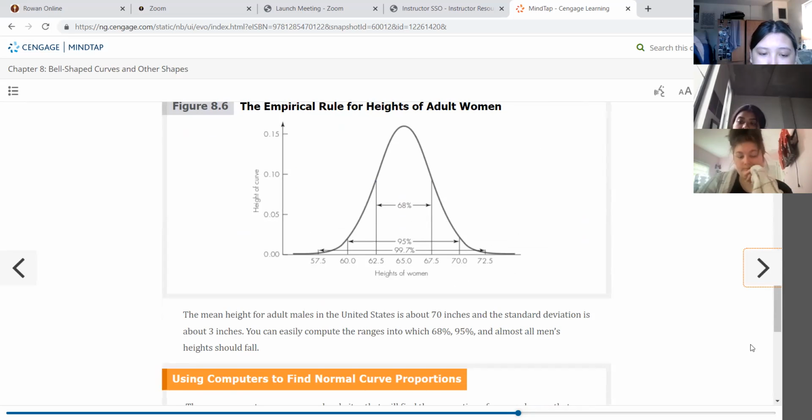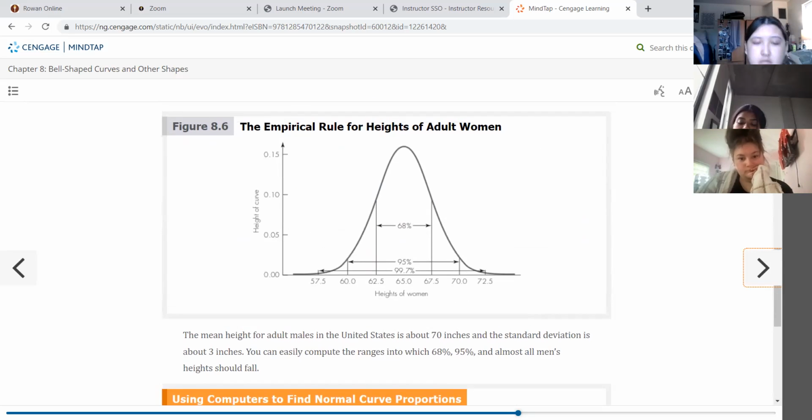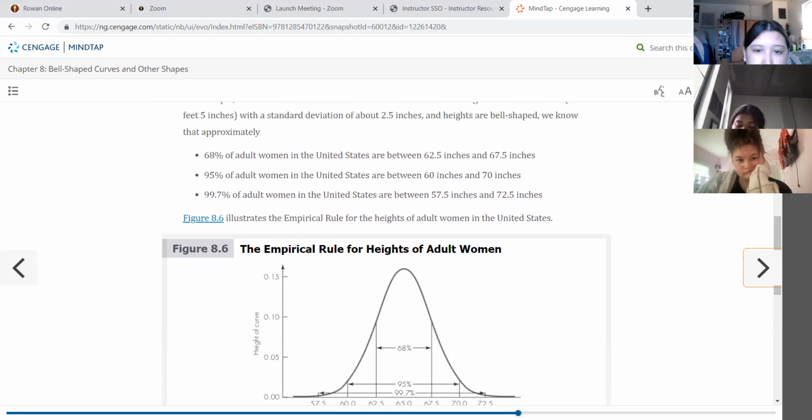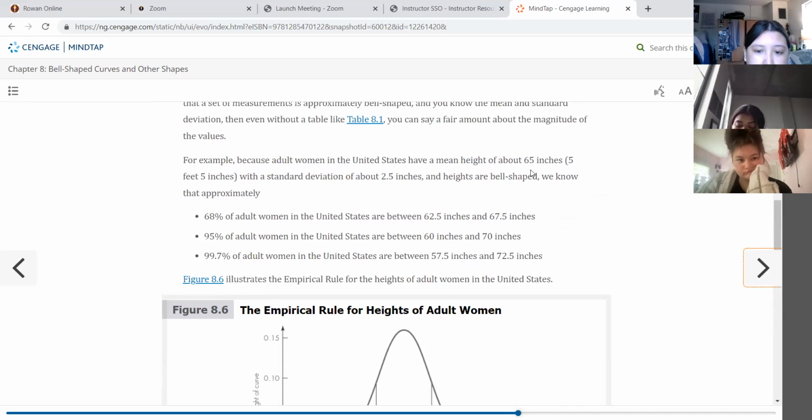In this case, we have a different mean and standard deviation. Okay, what's the mean in this case? 65. What is the standard deviation in this case? 2.5. So you can see the mean is in the middle here, 65. Go out 1 standard deviation. You can see you go from 62.5 to 67.5. That's because the standard deviation is equal to 2.5. Mean is 65. It says it right here. The mean is 65 inches, and the standard deviation is 2.5 inches.